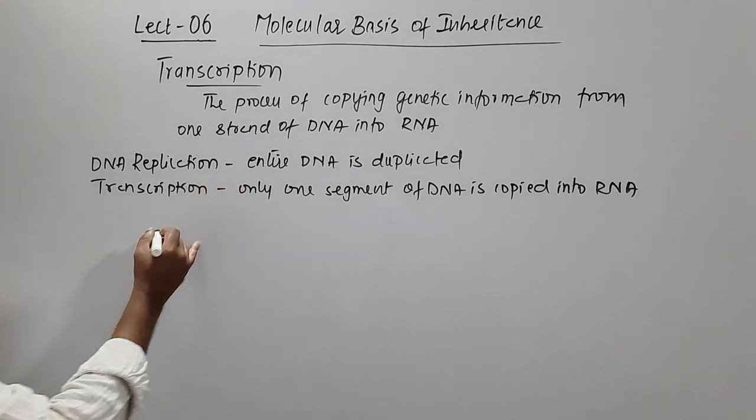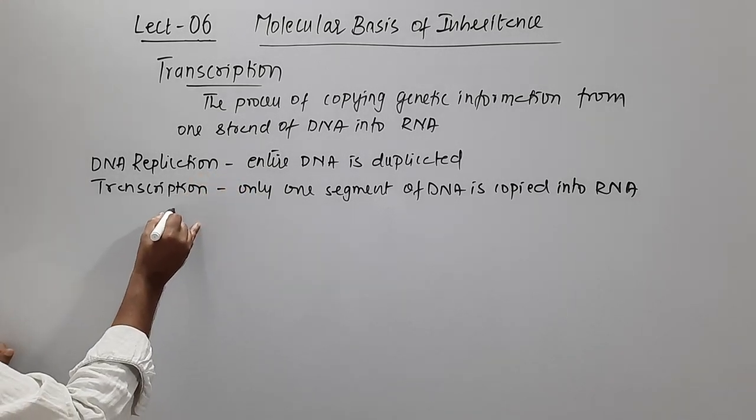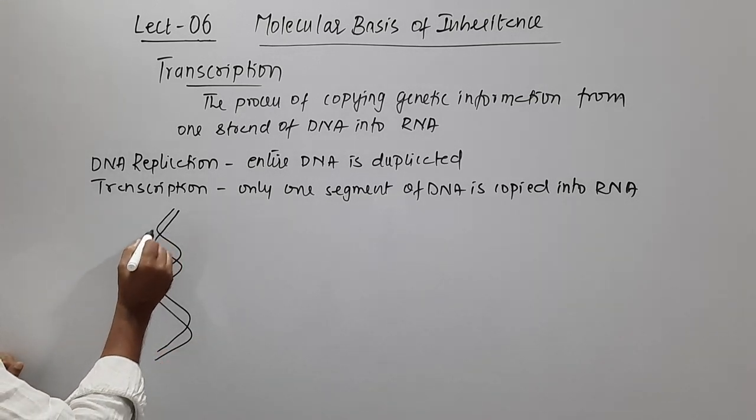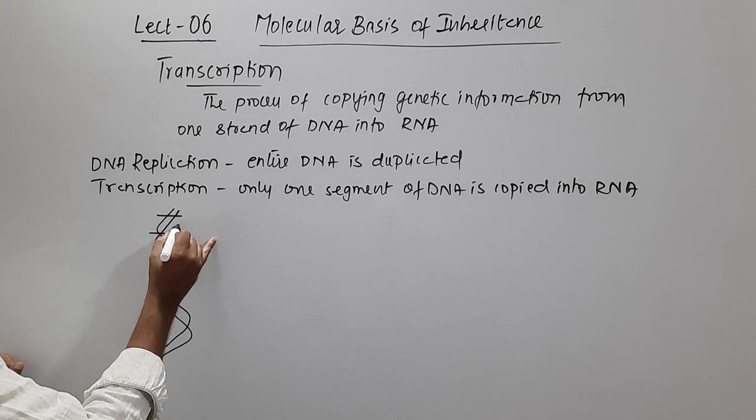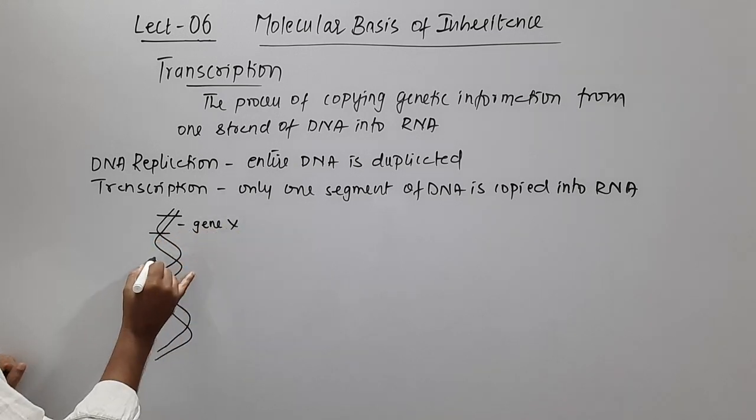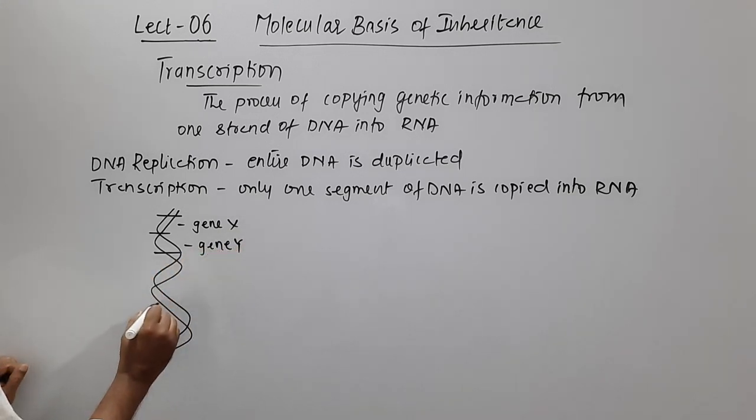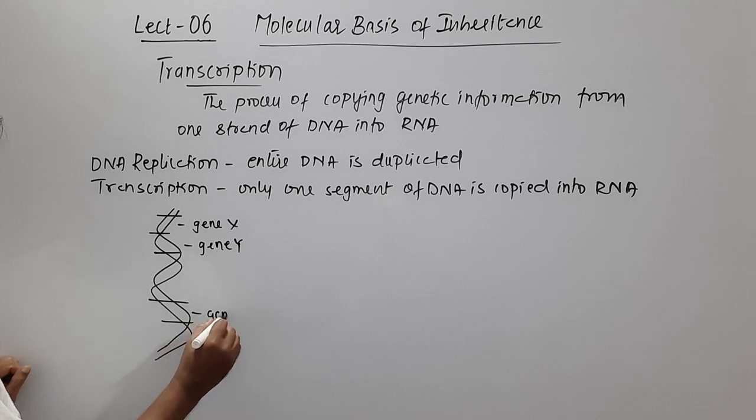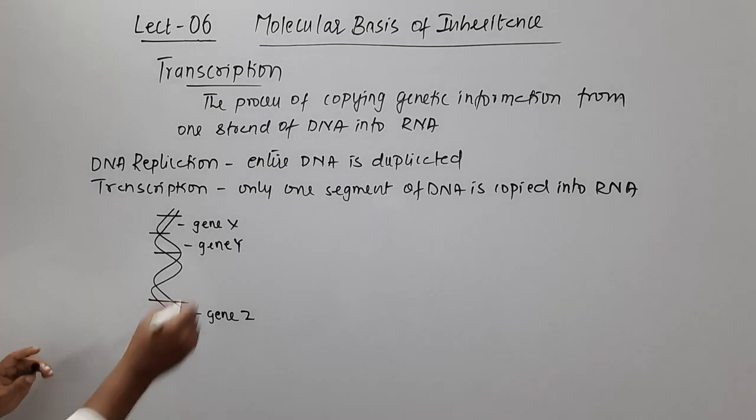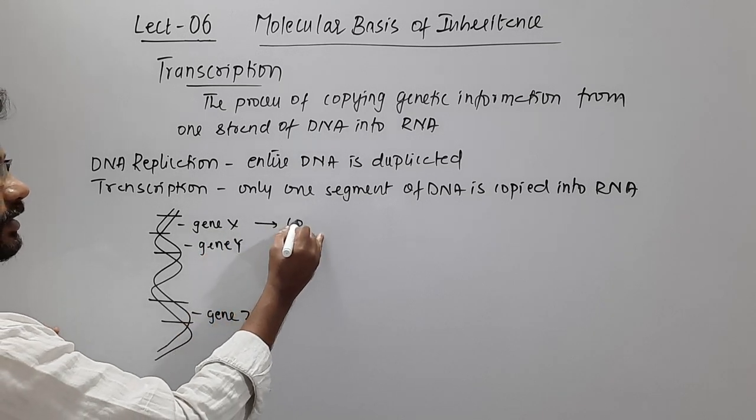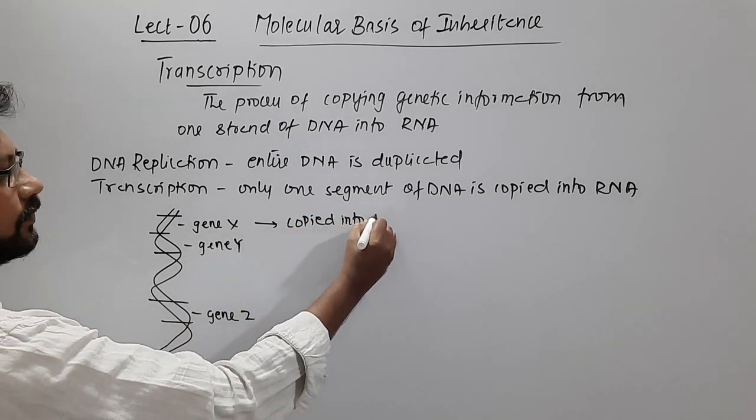So in DNA replication, the entire DNA is duplicated, but in the case of transcription, only one segment of DNA is copied into RNA, right? So this is the DNA molecule. Suppose from this point to this point there is a gene X. After that there is gene Y. After that there are no genes, and somewhere here there is gene Z and so on. Now suppose only this part, that is gene X, is copied into RNA.